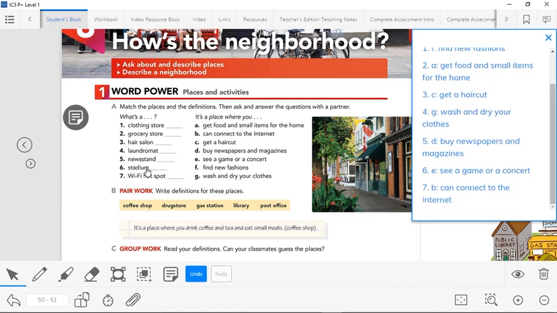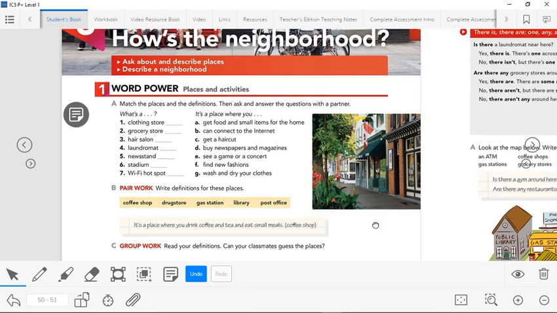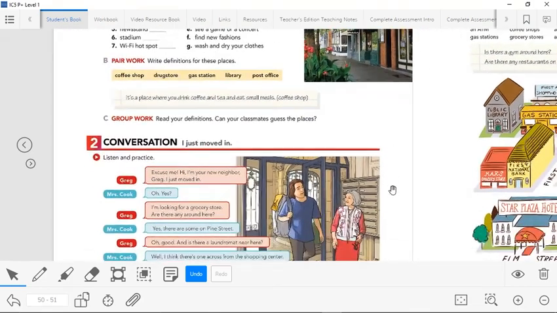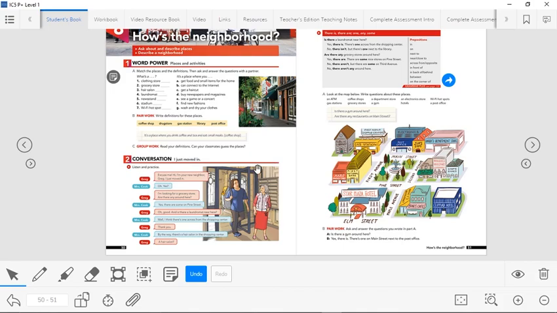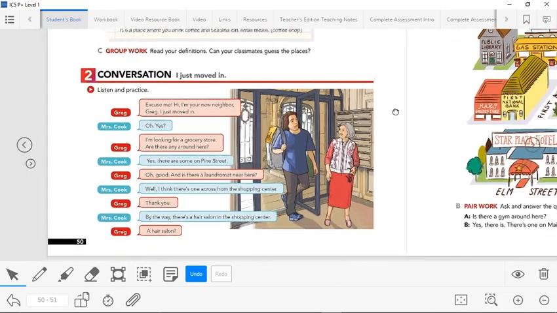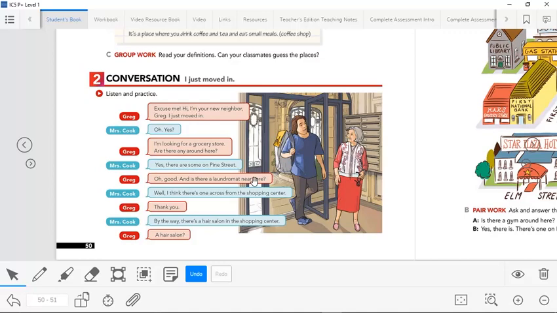Number 6. Stadium is E. See a game or a concert. And number 7, Wi-Fi hotspot. It's letter B. Can connect to the internet. Very good. Now, let's continue with a conversation. It's gonna be between Greg and Mrs. Cook. It's gonna be just a little practice here. We don't have a second part like we usually have, so let's just pay attention to what they are gonna be talking about, because it's gonna be related to the topic of the grammar of today, okay? So listen closely, and if you need to listen again, just go back in the video, okay?